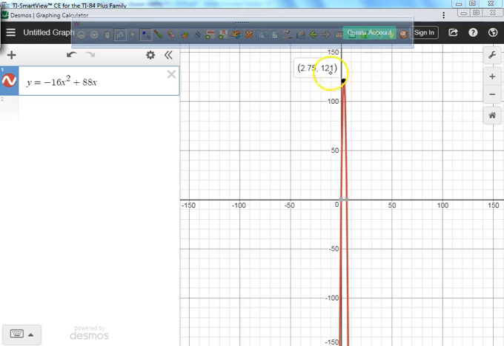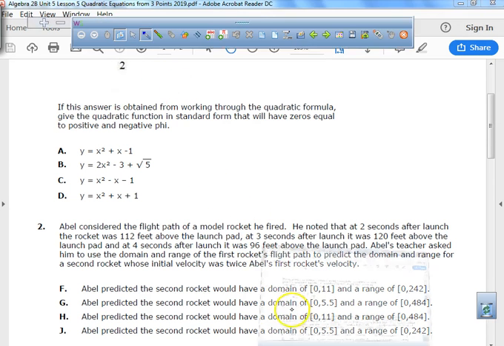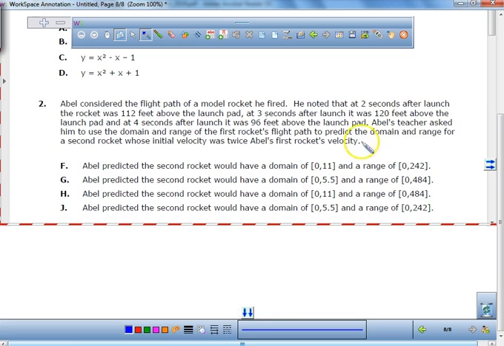How high did our rocket get? After 2.75 seconds, how high did it get? 121. Okay. If you look at the word problem, it said something interesting. It said, Abel's teacher asked him to use the domain and the range of the first rocket's flight path to predict the what? The domain and the range for the second rocket, whose initial velocity was what?